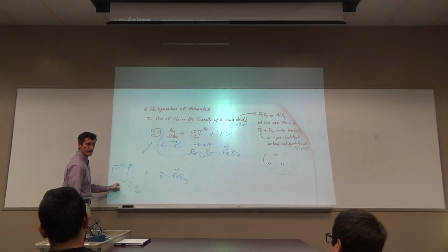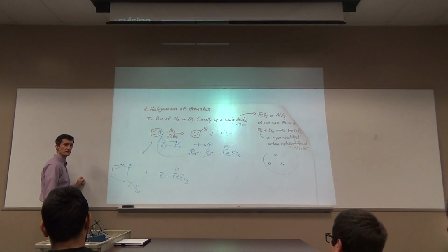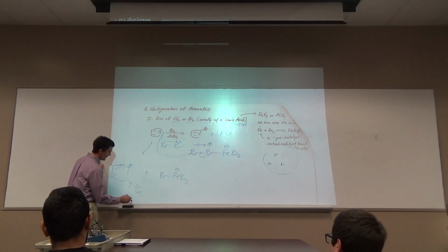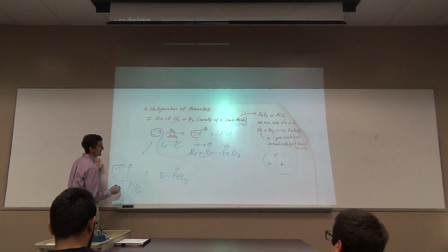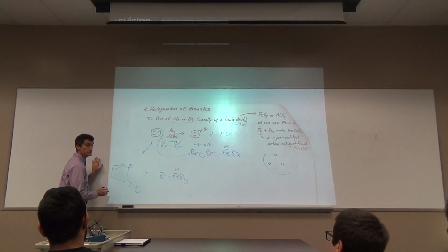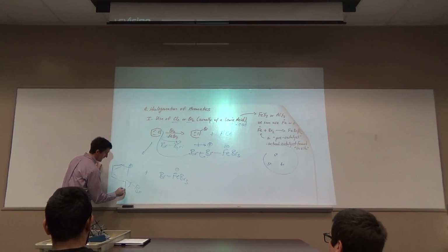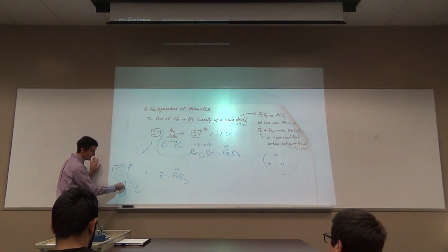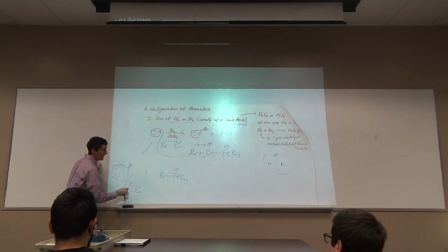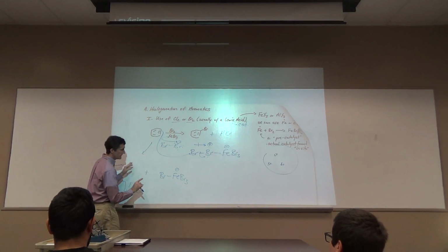Here's your sigma complex. You should be able to show resonance structures of that. I'm not going to do it. What's the next step? There's an H here. We've got to remove it. Fast beta elimination. What removes it? Okay, right here.